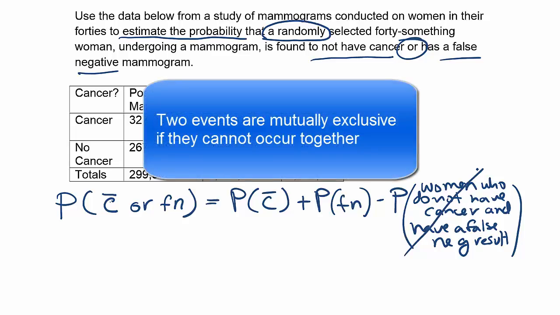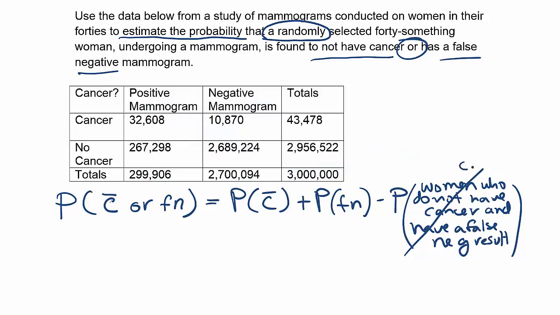And what that means is you can't be a woman who's cancer-free and have a false negative mammogram at the same time, because any negative mammogram would only reflect the reality that you don't have cancer, and so that's not false. So we're going to say that this category is empty, and therefore the probability must be 0. That means you can eliminate it. You can drop it and ignore it. But we can fill out the other two fractions.